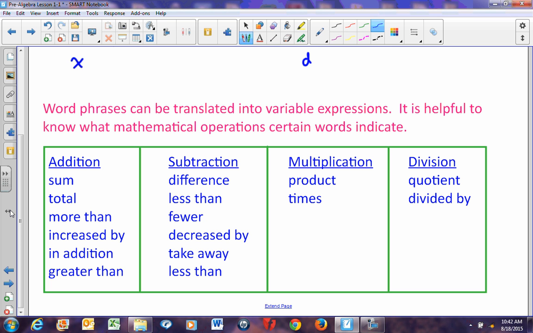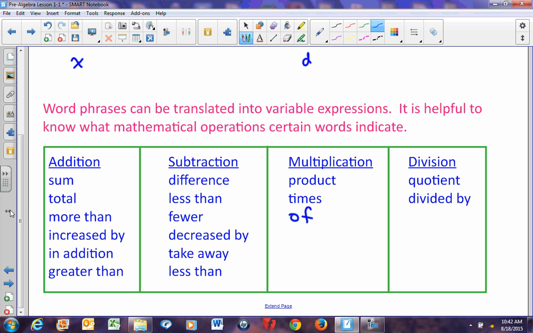Multiplication. Most of the time, you're looking at two phrases, product and times. Once in a while, you'll get the word "of." Ofs can sometimes represent multiplication as well, so I'll put that in there. But most of the time, it's product. Product is your mathematical term. The product is 6 and 5, which means 6 times 5. Okay? Or times, like 2 times, 3 times, 5 times, 8 times is large.